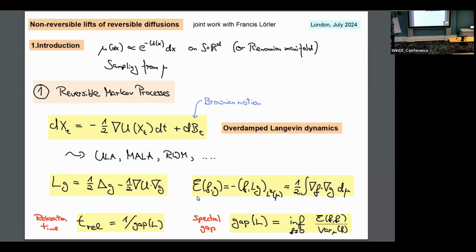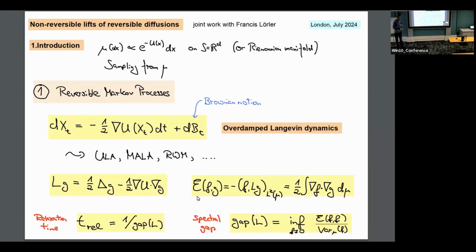Okay, so since the process is reversible, this generator is a symmetric operator. And so you can also look at its Dirichlet form, which is just the quadratic form corresponding to it. And this is very easy. This is just this 1/2 integral nabla f nabla g d mu for overdamped Langevin.